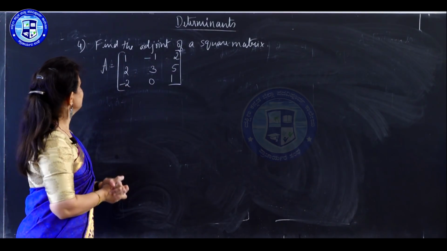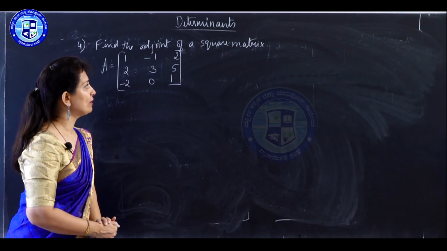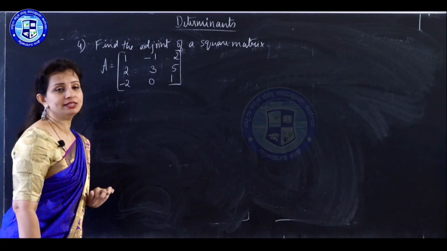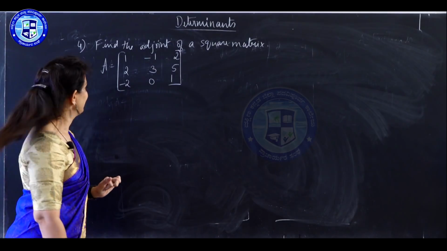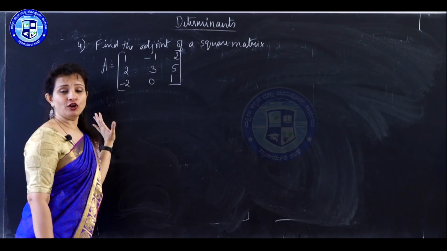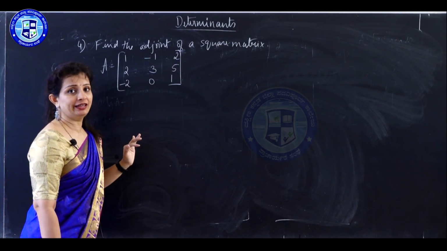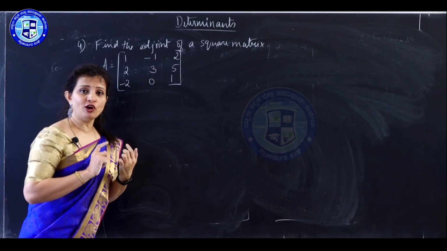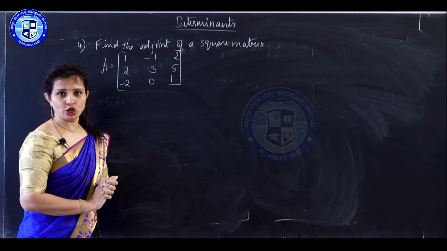Look at the next question. Find the adjoint of a square matrix A, a square matrix of order 3. Now, how do we find the adjoint of a square matrix of order 3? If the square matrix is of order 2, we can directly write the adjoint.